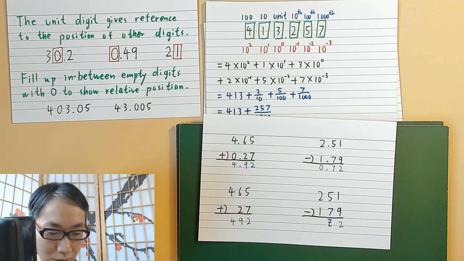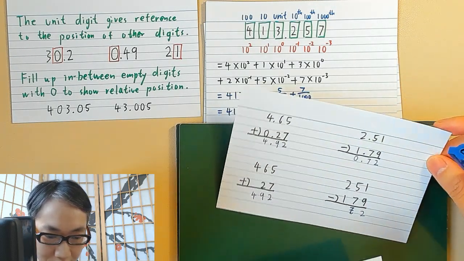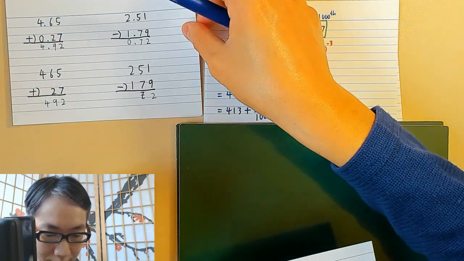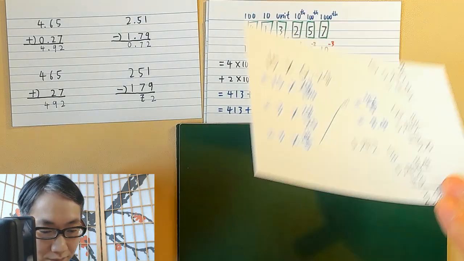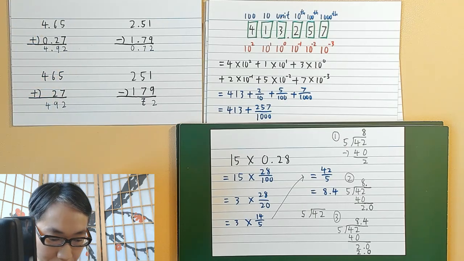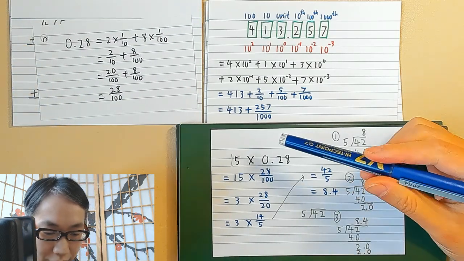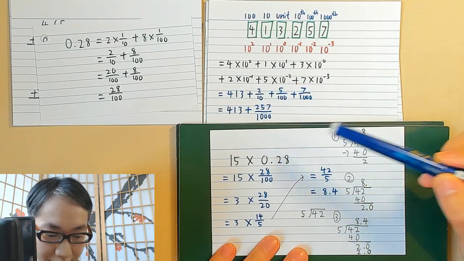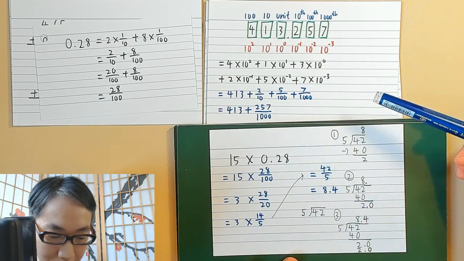So we have talked about summation and difference. So let's talk about multiplication. So 15 is multiplied by 0.28. Okay. So how to calculate this?